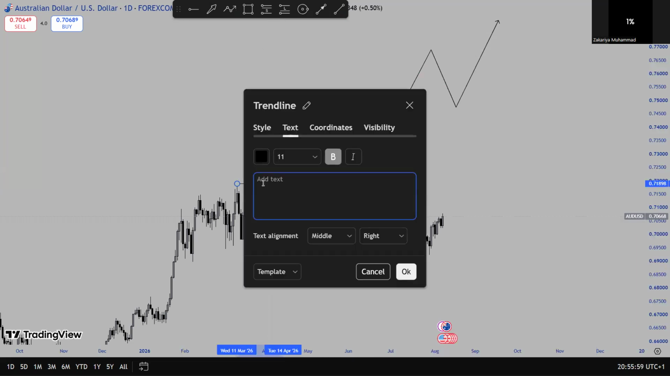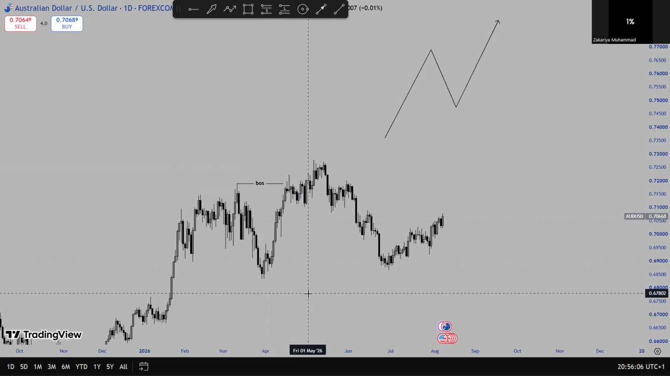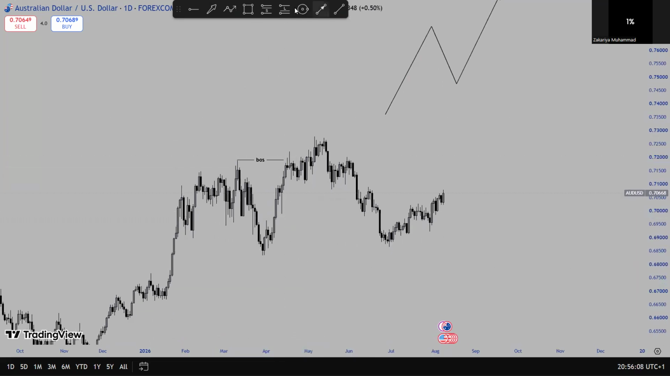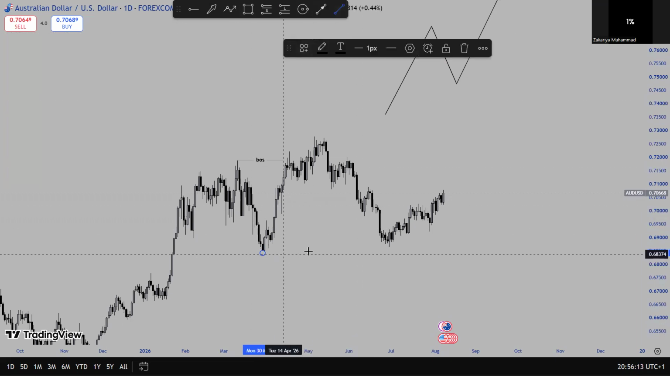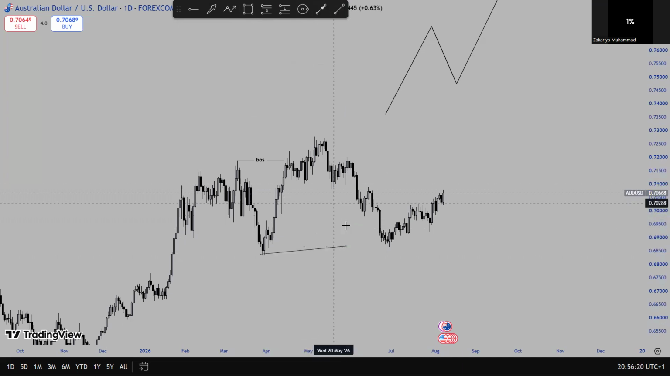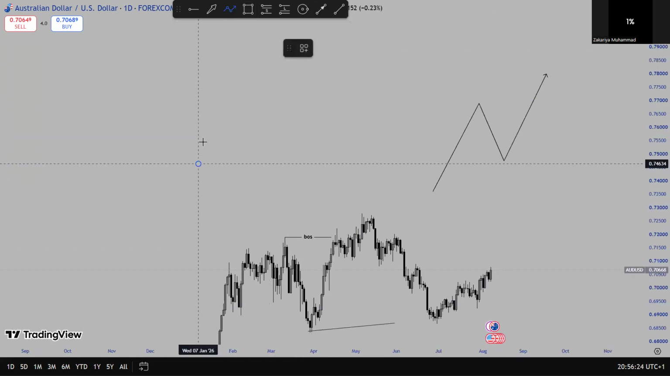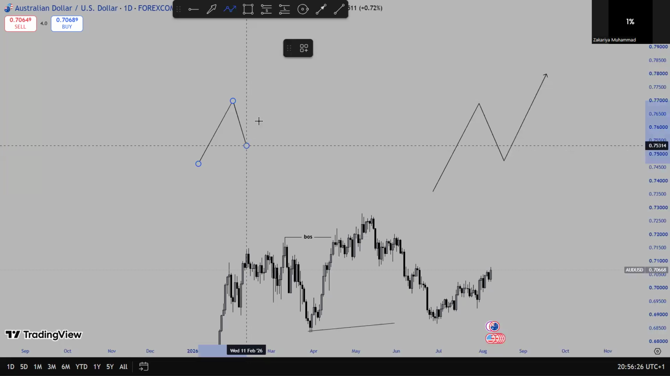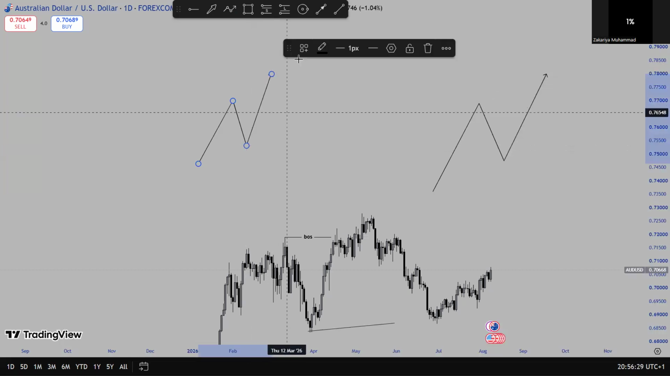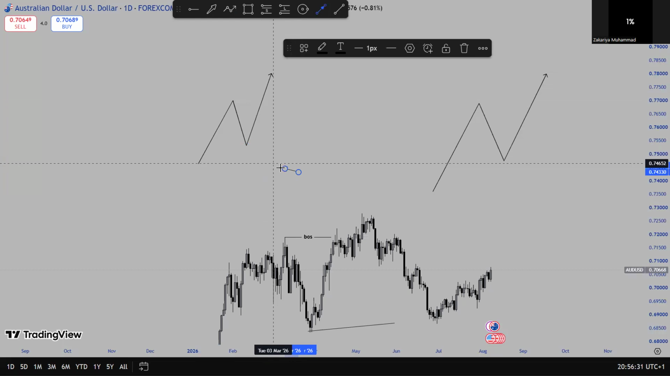So let's mark it BOS. Right? If we have this break of structure, we identify our low. This is our low. Why is it our low? Because it's the low that leads to the break of structure to the upside. I talked to you about swing high and swing low. Any low that breaks structure to the upside is called a protected low. Why is it protected?